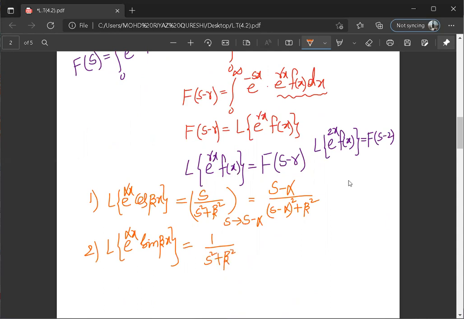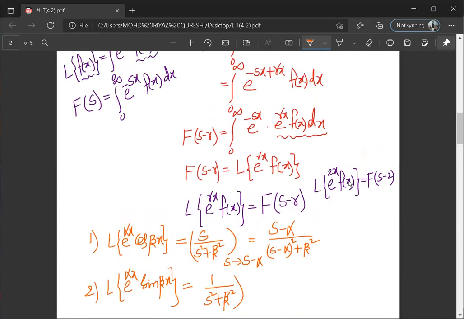Let us revise once. S will change to s minus alpha. So your answer will be beta over s minus alpha whole square plus beta square. Copy these two examples, and we can proceed to the next topic, initial value problems.